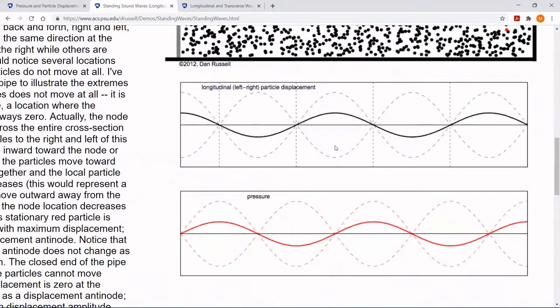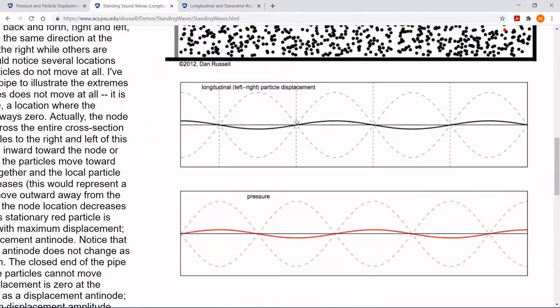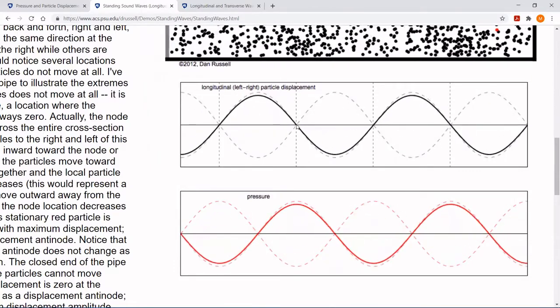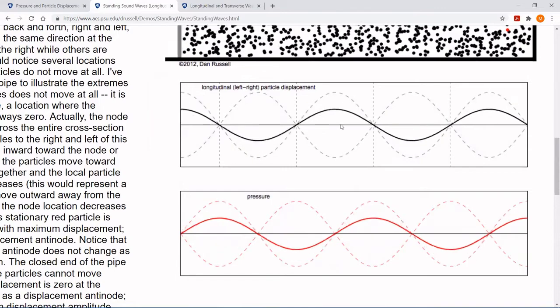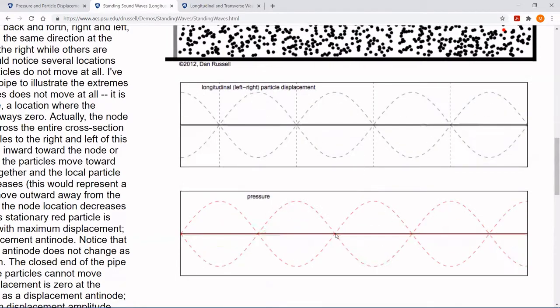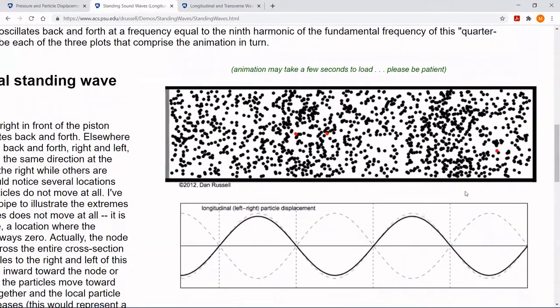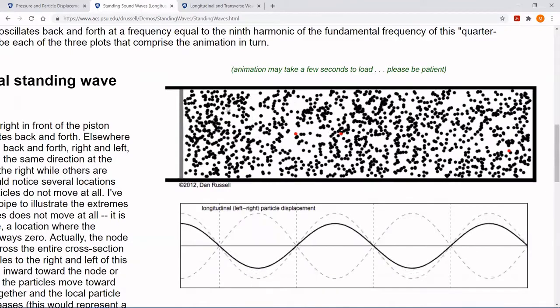But the wavelength doesn't change. You see that? If you go from one displacement node to another displacement node, half a wavelength away, that distance is the same as the distance down here from one pressure node to the next pressure node. Pardon me. What else can we say about this animation?